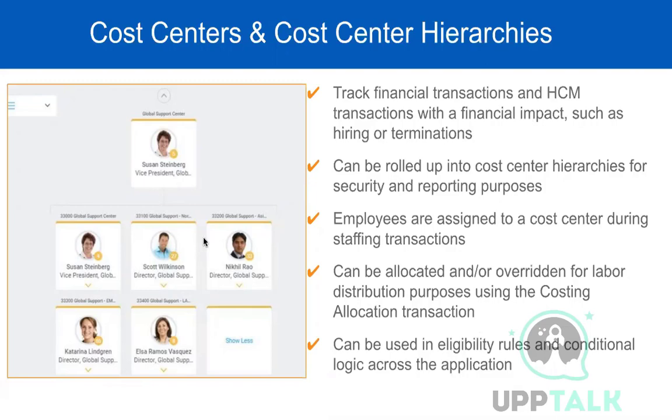Not only cost centers, all the different types of organizations, whether it's supervisory, location, or cost center, can be used in creating eligibility rules and condition logic, which we'll continue to discuss throughout our course, but more when we talk about compensation. These are nothing but if-else logic: if a cost center is equal to, let's say, 33,000 Global Support Center, then whether it's true or false, and based on that, what action needs to be taken. So definitely something to see during compensation.